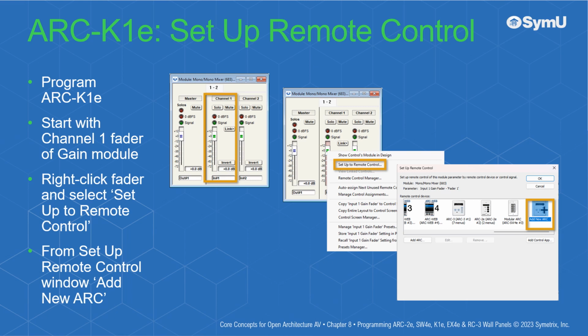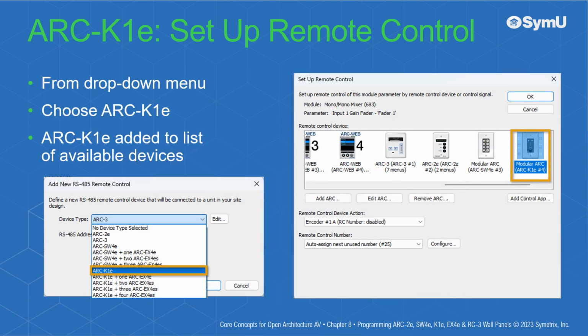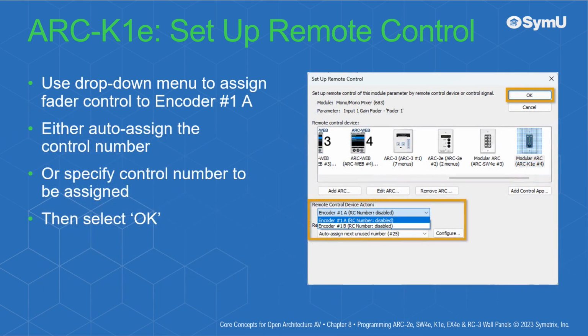From the Setup Remote Control window, choose Add New ARC. From the drop-down menu, choose ARC-K1E. The ARC-K1E will then be added to the list of available remote control devices. Use the drop-down menu to assign the fader control to encoder number 1A. Next, either auto-assign the control number or specify the control number to be assigned to the channel 1 gain fader. Then select OK.